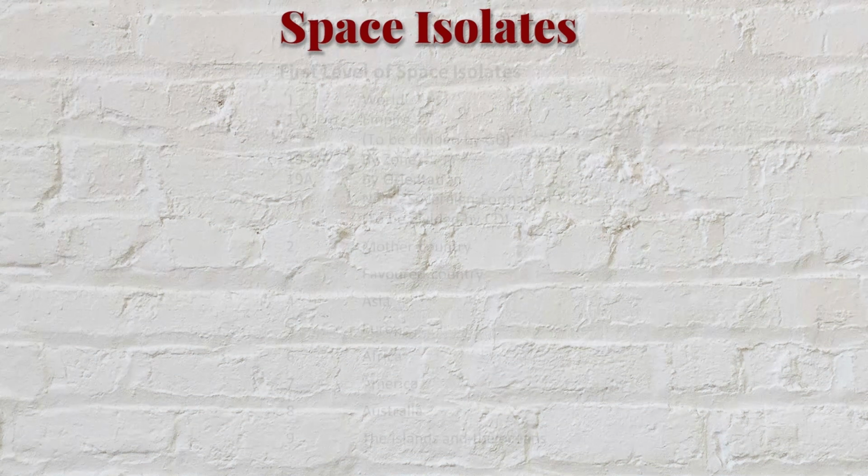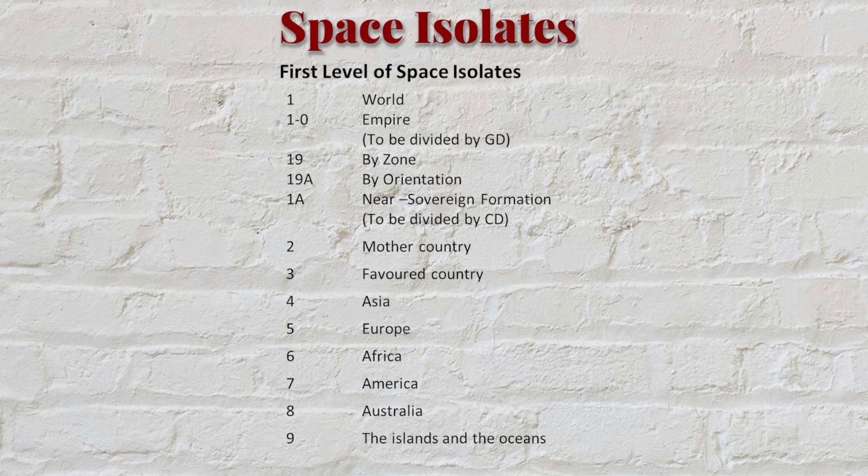First level of space isolate. We here discuss the first level of space isolate. 1 denotes the world, then in 1 we get the notation for empire, that is to be divided by geographical device, notation by zone denoted by 1 to 9, and again notation for the orientation, that is denoted by 1 to 9 and alphabetically. 1A denotes near sovereign formation, which are to be divided by the chronological device, in general the year of establishment of such near sovereign formation.